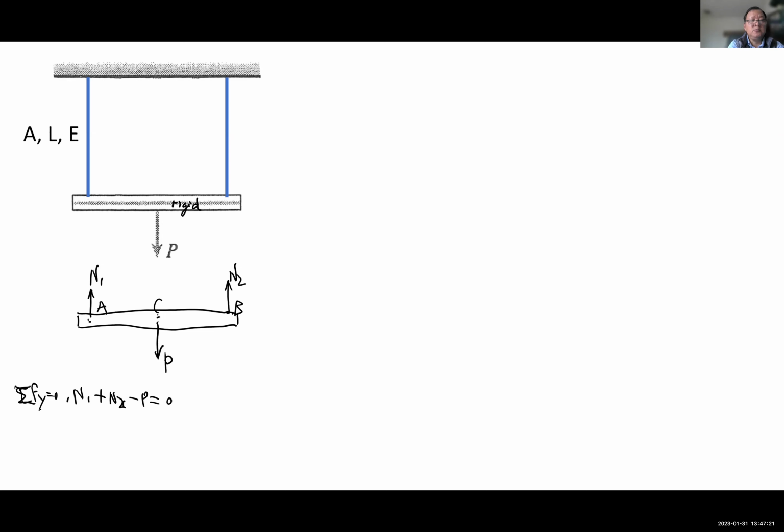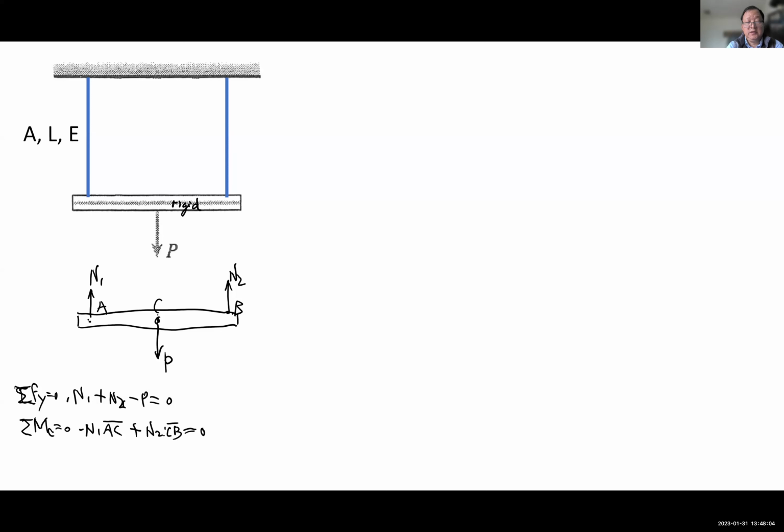Sam, you said where? Point C. Okay, so therefore sigma moment about C equals 0, right? So that gave me N1, right? Moment about point C here. So N1 times the AC length, that's going clockwise, so I say that's negative. And then plus N2 times the CB distance equals 0.